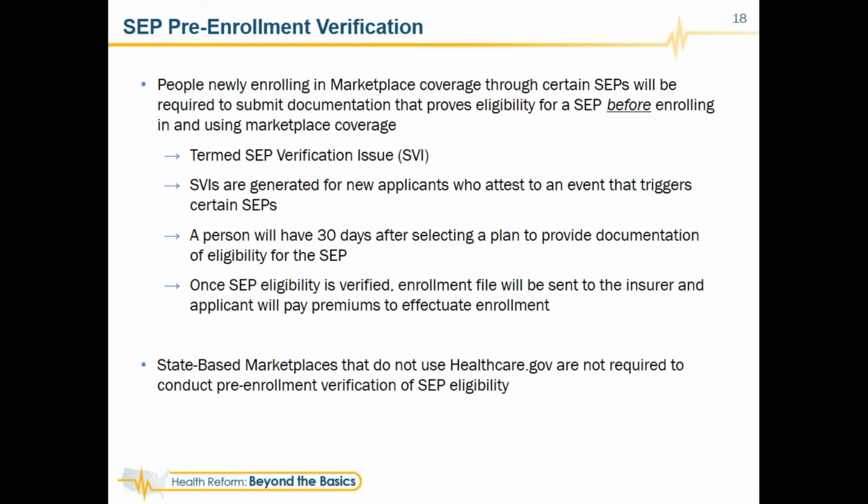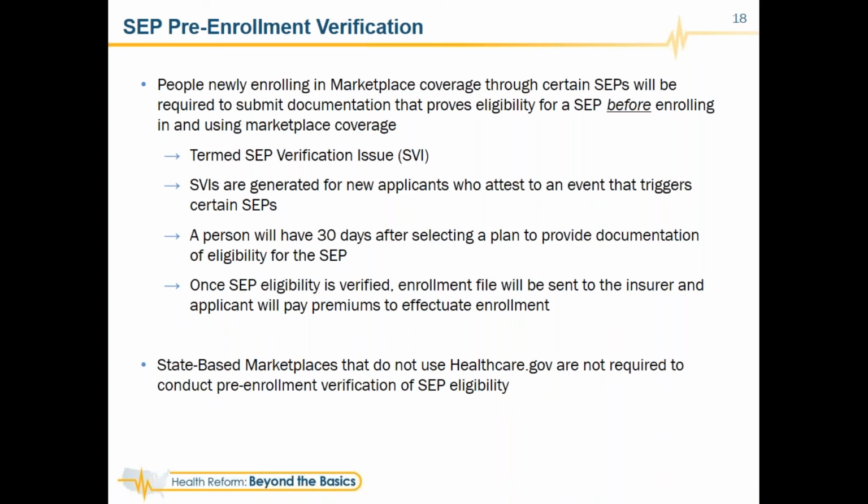So it requires people newly enrolling in the marketplace, it's only for those newly enrolling in the marketplace, using certain special enrollment periods to provide documents that prove that they're eligible for the SEP before enrolling and using marketplace coverage. People who are already enrolled in marketplace coverage and become eligible for an SEP are not required to provide proof, as I mentioned before. People who must turn in documents because they're subject to SVI will be told so in their marketplace eligibility determination notice, and they'll have 30 days to provide documentation after the date they select the plan.